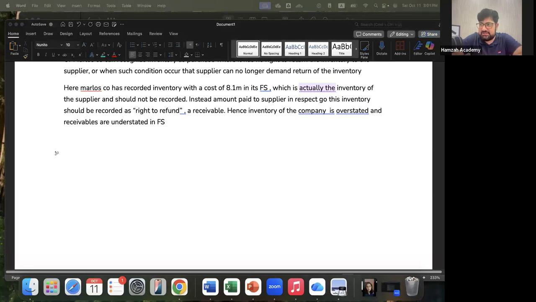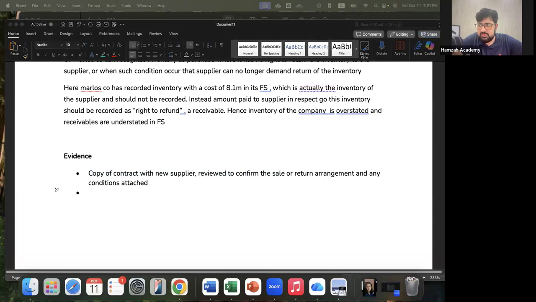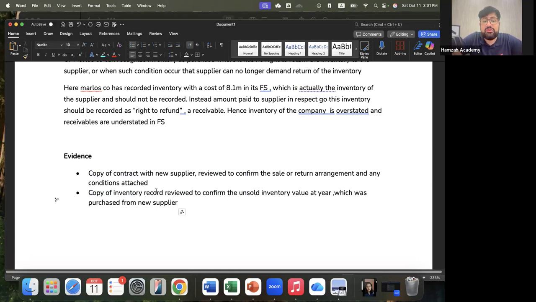The first thing is the evidence. As an auditor, we will check a copy of the contract with the new supplier, reviewed to confirm the sale and return arrangement and any conditions attached. Second, a copy of the inventory record reviewed to confirm the unsold inventory value at year end which was purchased from the supplier, to verify whether it is correctly recorded or not.